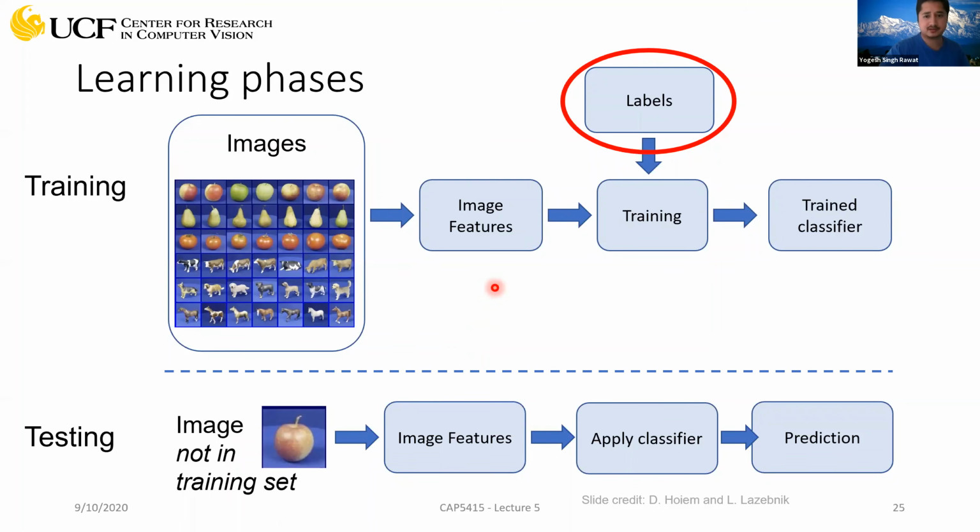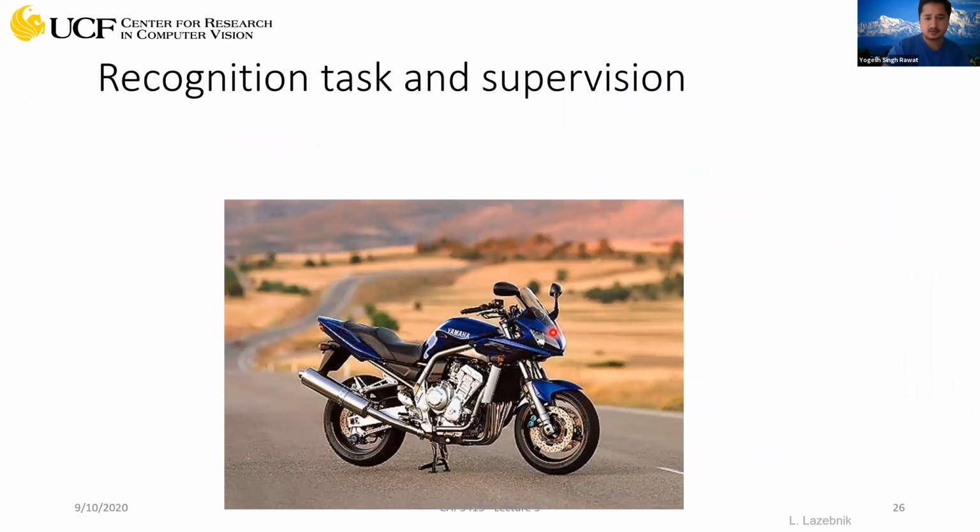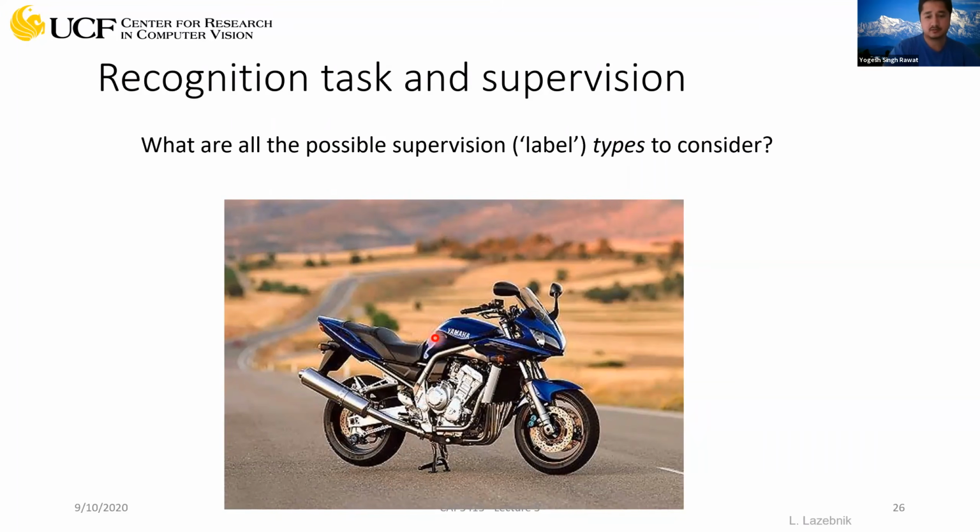Now, the second thing is we need some kind of labels to train this model, and let's see what these labels are. These labels depend on what kind of task we're trying to solve. If you are doing recognition, let's say image recognition or object recognition, you will have a set of images. Let's say you have a class such as motorbike in your data set and you want to recognize motorbikes. So you'll have lots of these images and you will need labels for these images.